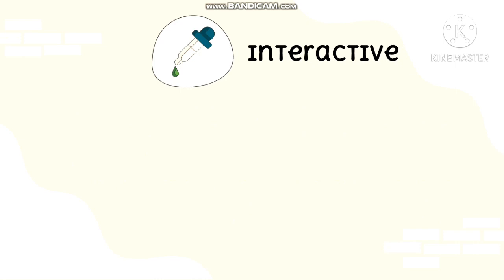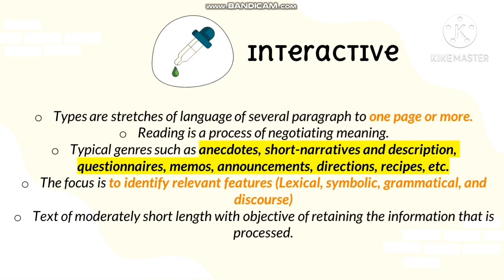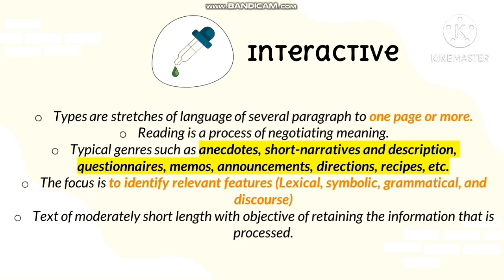The next one is interactive reading assessment. Interactive reading types are stretches of language of several paragraphs to one page or more in which the reader must, in psycholinguistic sense, interact with the text. Reading is a process of negotiating meaning. Typical genres that lend themselves to interactive reading are anecdotes, short narratives and descriptions, excerpts from longer texts, questionnaires, memos, announcements, directions, and others. The text is of moderately short length with the objective of retaining the information that is received.